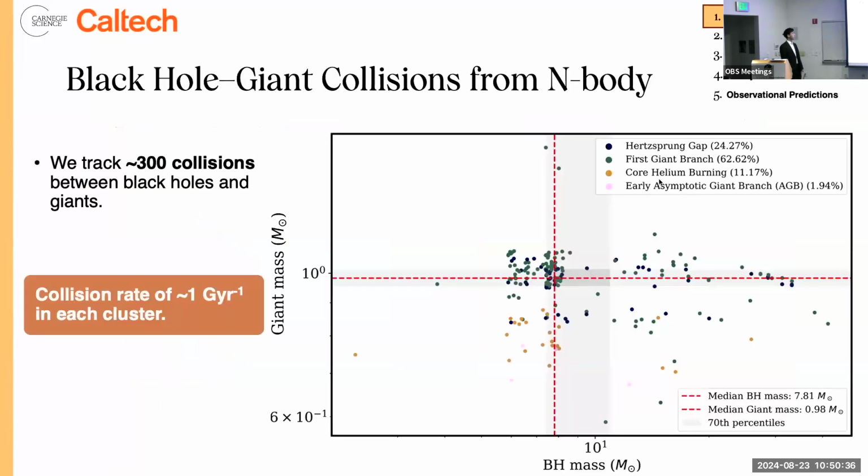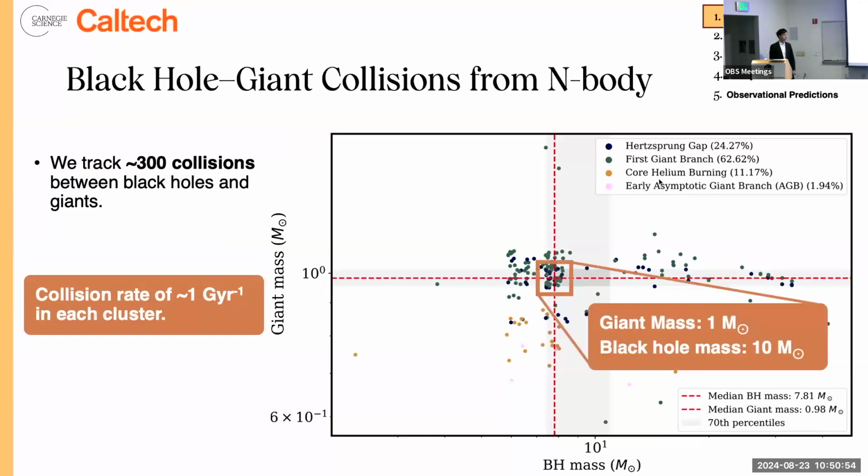So from these n-body simulations, we tracked around 300 of these collisions, and this produced a collision rate of around 1 collision per gigayear in each cluster. In the plot here, I plotted giant mass versus black hole mass of each collision, and this basically gives us an idea of what we're working with. From here, we essentially grabbed the median system as a representative system of all of our collisions.